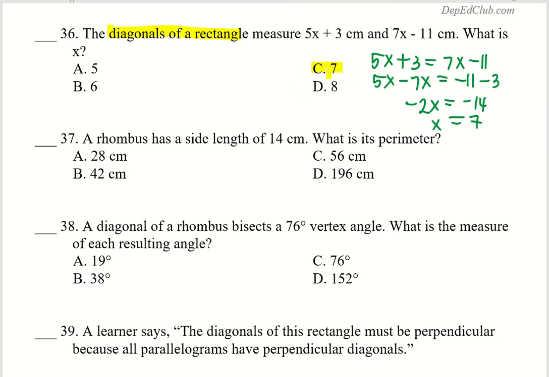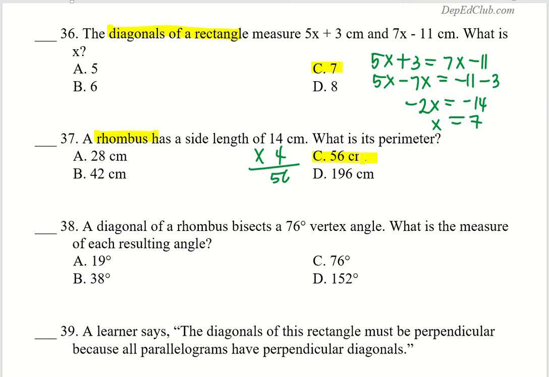Okay, 37. A rhombus has side length of 14 centimeters. What is its perimeter? Again, for a rhombus po, they have congruent sides, so we just need to multiply this by 4. 14 times 4, we get 56. Letter C. Again, perimeter is the sum of all sides.